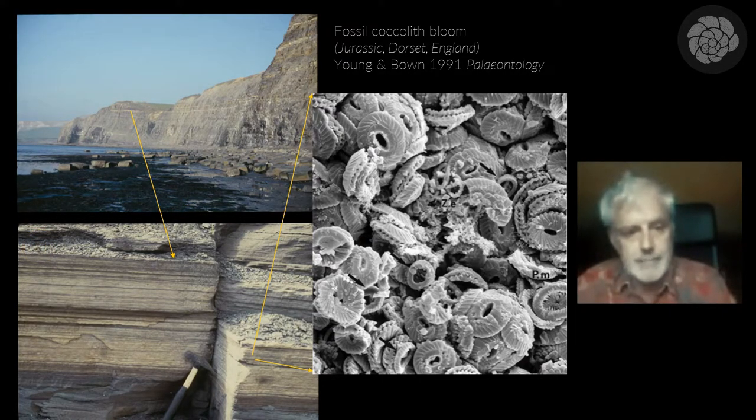And if you look at a broken surface, it's more or less a monospecific assemblage of one species. But if you look at the same, you say, well, there's a little bit of diversity in there.